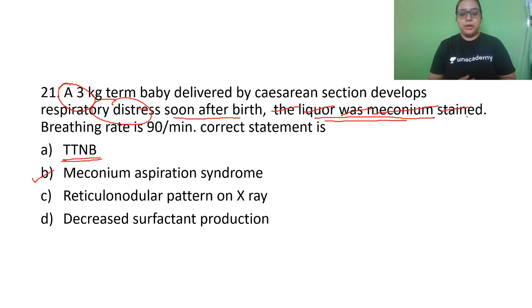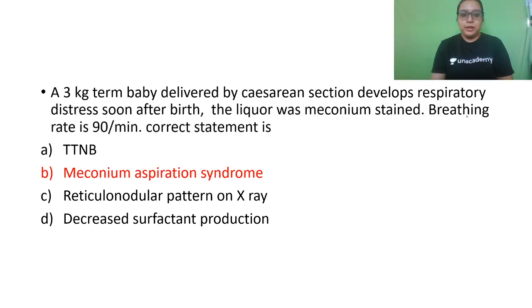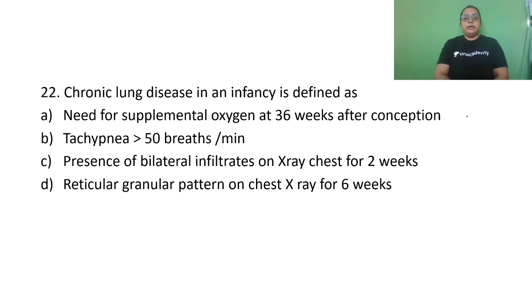But we are always under stress during our exams. We are so overconscious that we feel, how could such an easy question be asked, and we try to twist it and give a twisted answer. But this is a very straightforward question, probably the easiest question AIIMS could give, right? So the answer is B. Meconium aspiration syndrome. Okay, now solve this. Chronic lung disease in infancy is defined as need for supplemental oxygen at 36 weeks after conception, tachypnea more than 50 breaths per minute, presence of bilateral infiltrates on X-ray chest for 2 weeks, and reticular granular pattern on chest X-ray for 6 weeks.